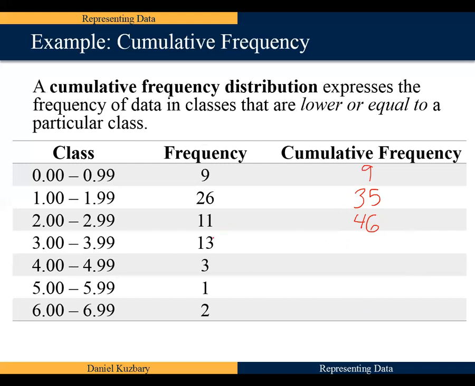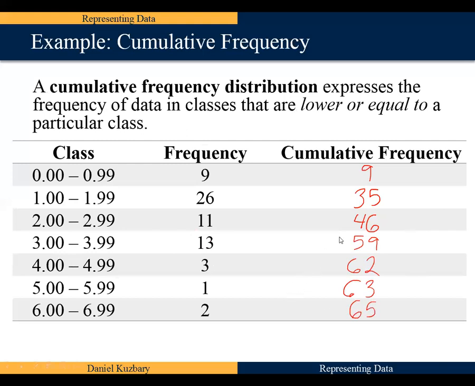The next one's going to be 13 plus all the ones before it, which is 46. So 13 plus 46 is going to be 59. The next one's going to be 3 plus all the ones before it. 3 plus 59 is 62. And then 1 plus 62 is 63. And then 2 plus 63 is 65.